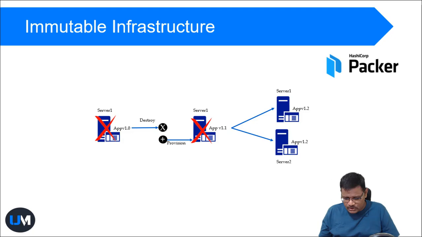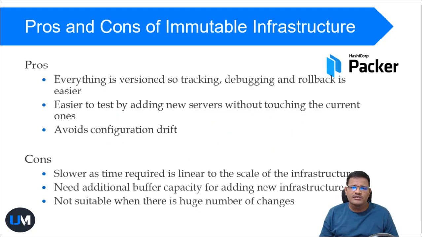So for this immutable infrastructure, we have some pros and cons. Pros: everything is versioned, so tracking, debugging, and rollback are easy. Suppose one version is not working, then we can immediately roll back to the earlier version. The older version is still available, so you can debug what the issues are, and you can track what changes happened on the application side and in the code.